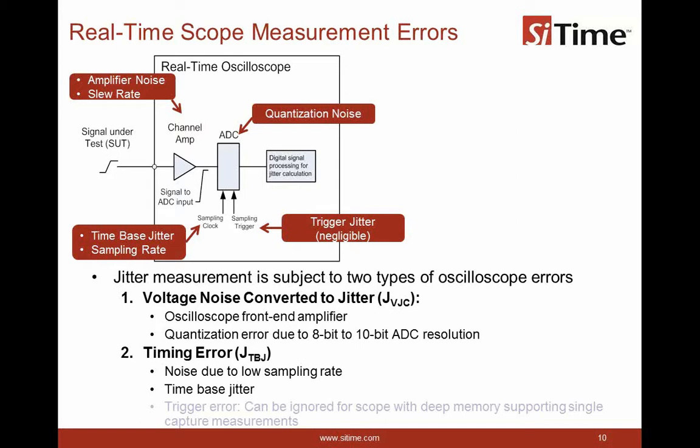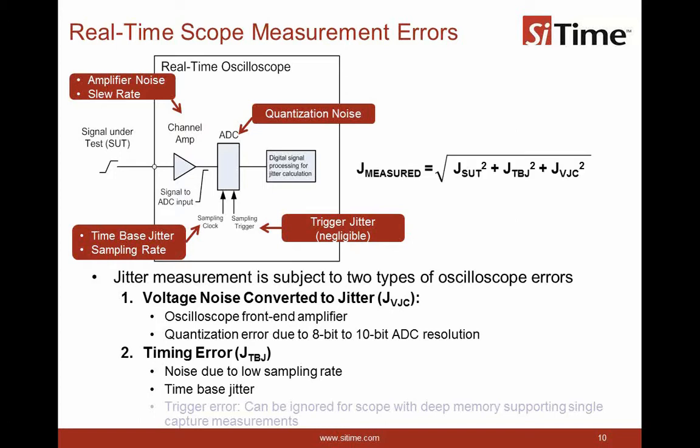All these sources cause two types of jitter. One is what is called voltage noise converted to jitter, or voltage to jitter conversion. For example, the amplifier noise is a voltage level noise, but it does show up as jitter. And the other type is timing jitter. Basically, if the samples that are used to clock the ADC are not right where they should be, it causes a certain amount of additional jitter measured.